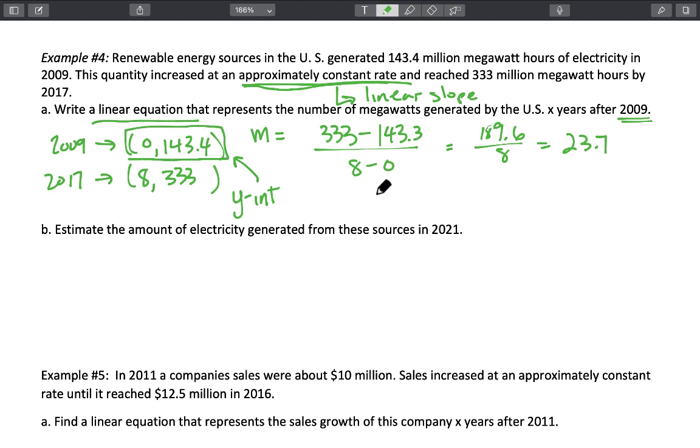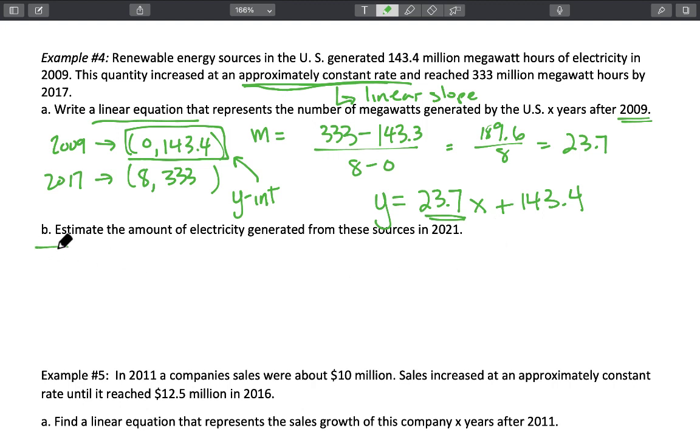And let's write our equation. Y is equal to 23.7x plus 143.4. And what this means is that each year after 2009, it increased by about 23.7 million megawatt hours of electricity each year.